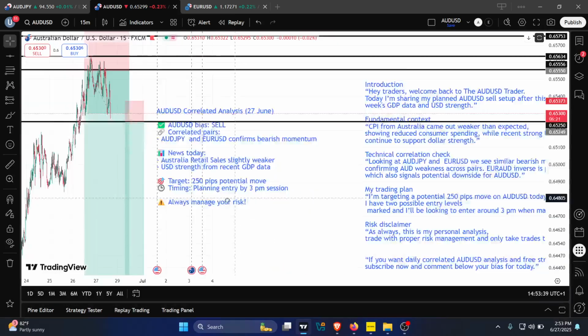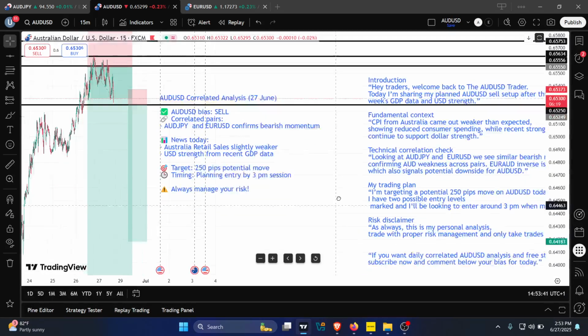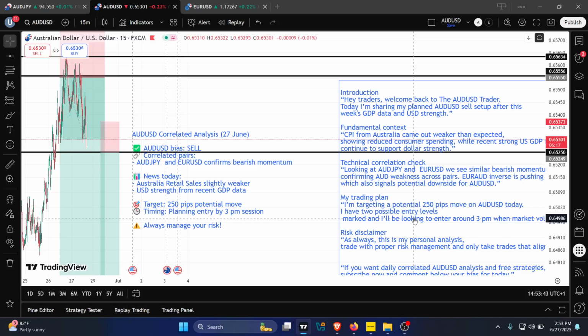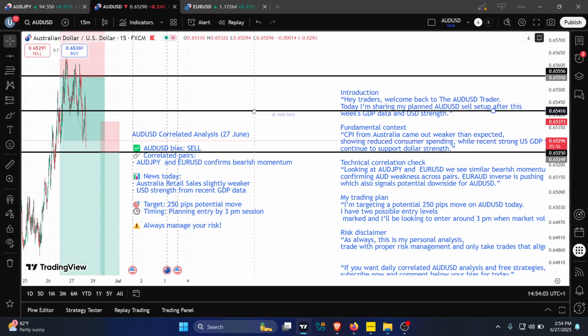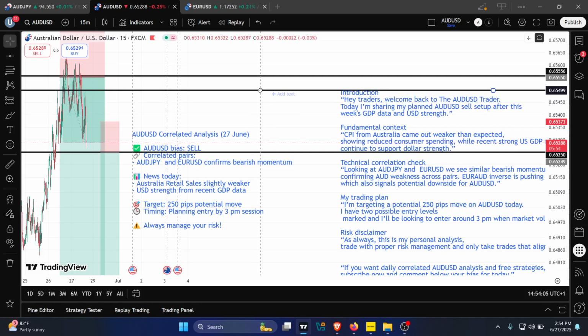Again, I have this talking point here so I don't forget. So again, my trading plan of course is to look for around a 250 pips move on the AUDUSD. I already told you guys I had 2 possible entries as of yesterday, and for today I'll also be having 2 possible entries. Now this is my first entry, and this will be my second entry for today, so it will be right here, right?